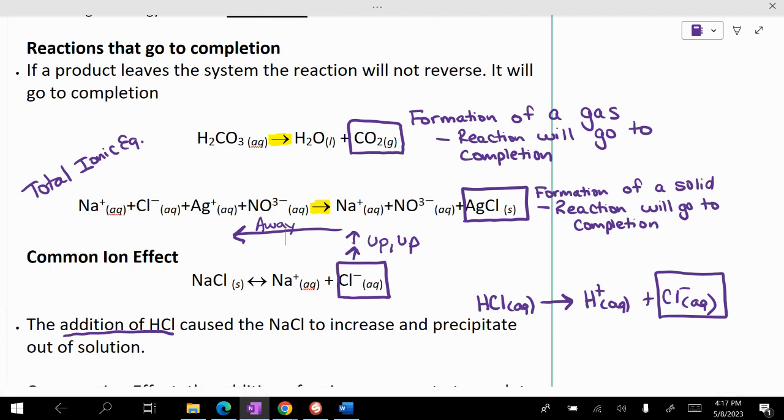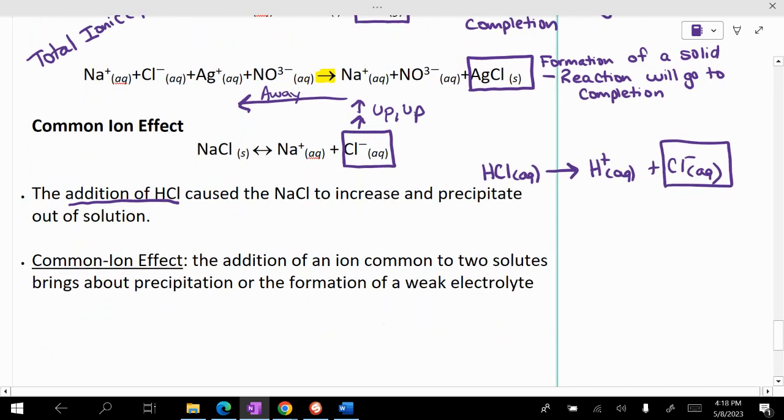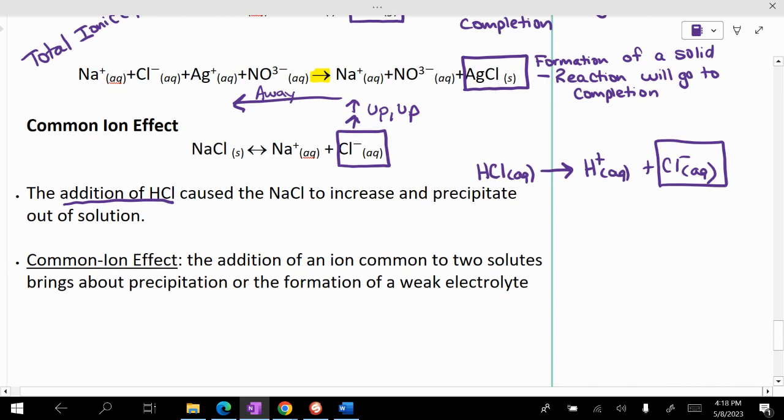So by adding hydrochloric acid to the system, we're adding a common ion, the chloride ion, and will result in the formation of sodium chloride solid. So the definition of the common ion effect is the addition of an ion common to two solutes brings about precipitation or the formation of a weak electrolyte.